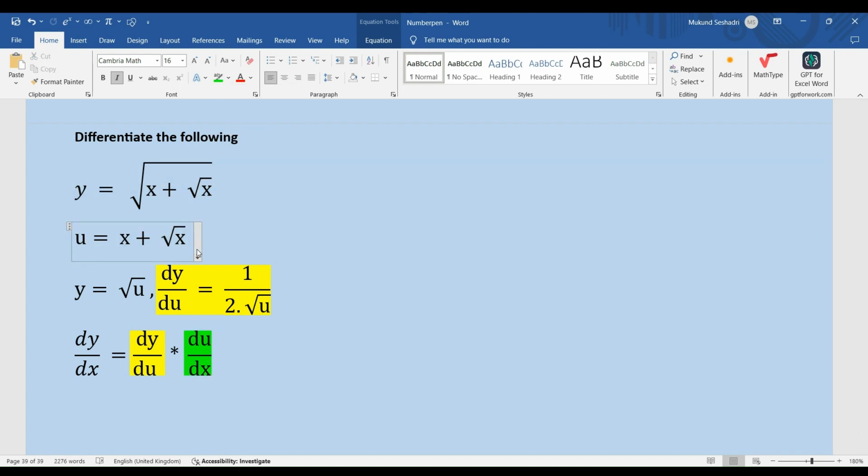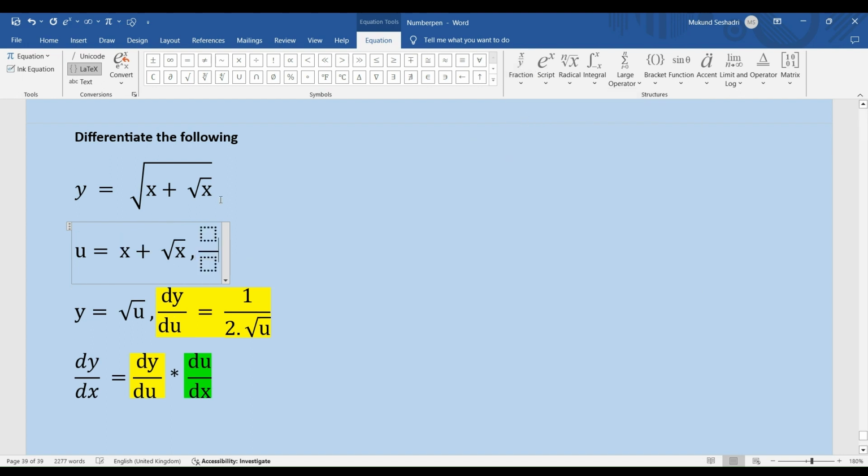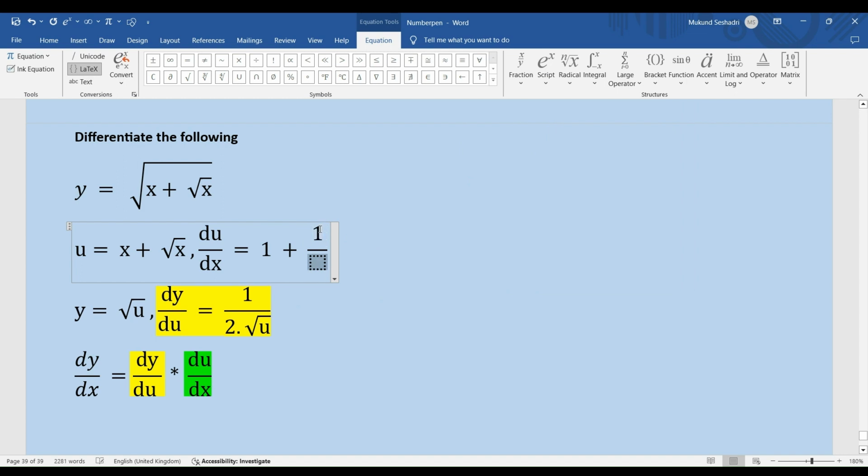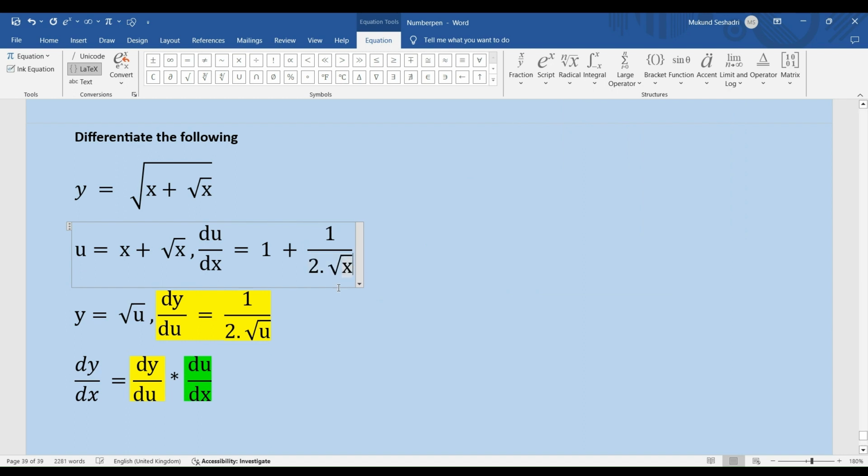I have my u in terms of x, going back to the substitution we made in step 1. So I go back to that step and arrive at what is my du by dx, right? So my du by dx is nothing but d by dx of x plus root x, and I apply the sum rule of differentiation. So I get d by dx of x is 1, and then d by dx of root x is 1 by 2 root x, right? So let's write that: 1 divided by 2 times root x. So there I have my du by dx.